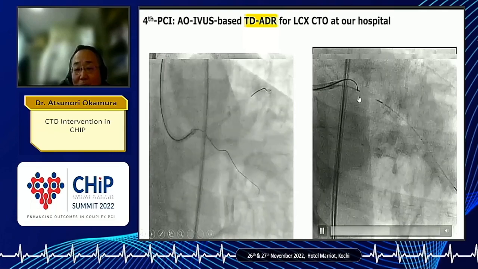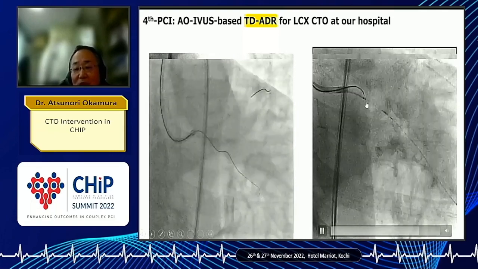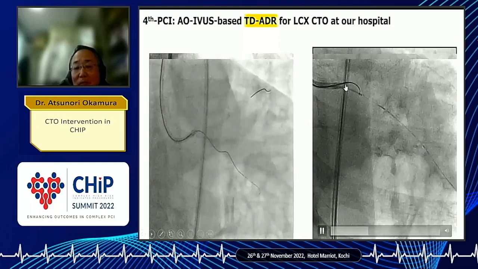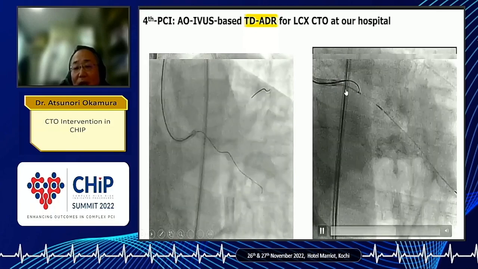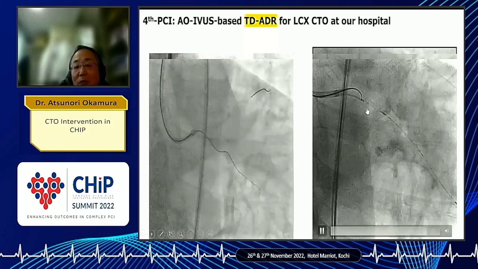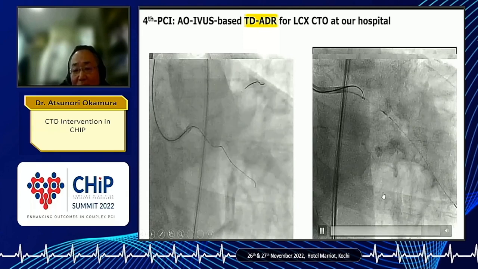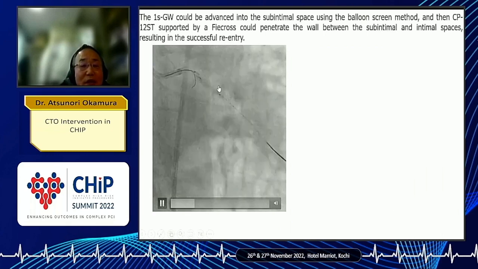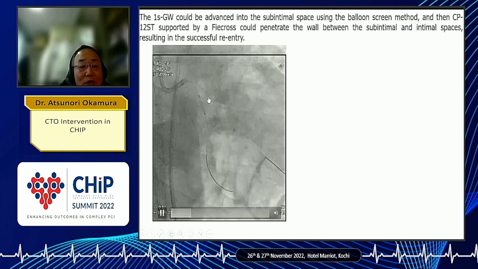But there was another main branch located here. So this is another CTO route in the LCX, but it was very difficult to advance it because of the angulation. So LCX to the OM branch, it was opened. But the LCX to the distal LCX, it was impossible. So that's why I did a scratch technique. I advanced the guide wire into this route, the LCX distal part. But the guide wire entered the subintimal space because this was very angulated and it was very difficult to control the guide wire.